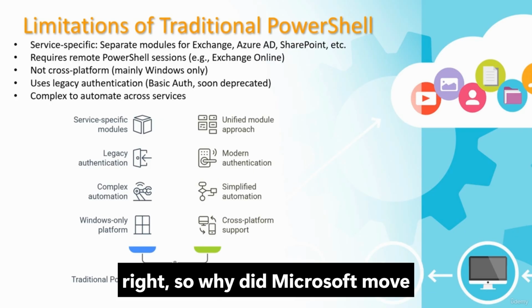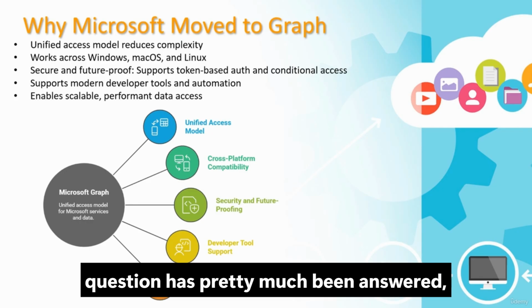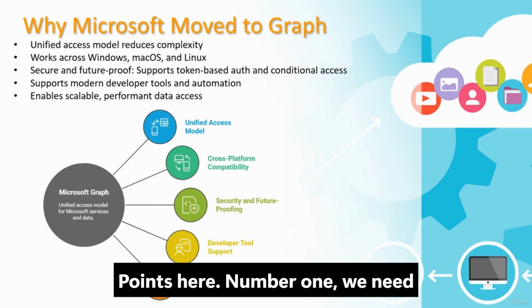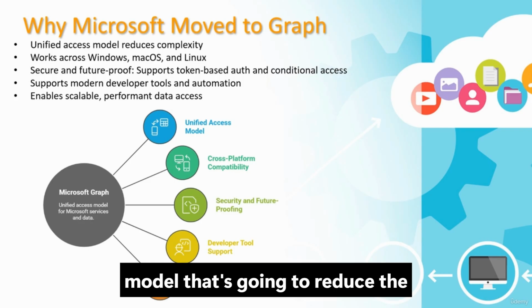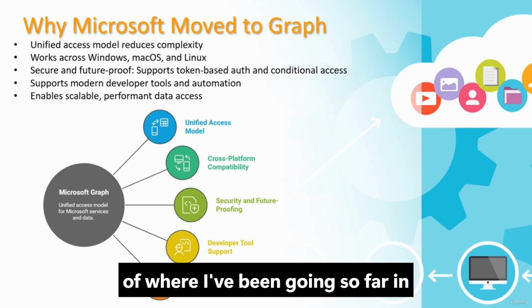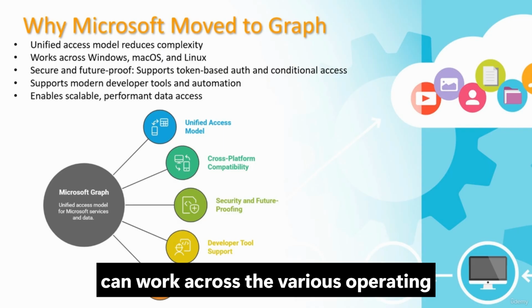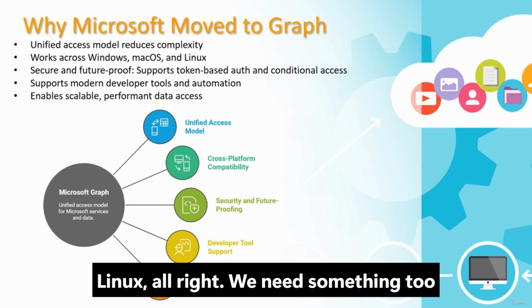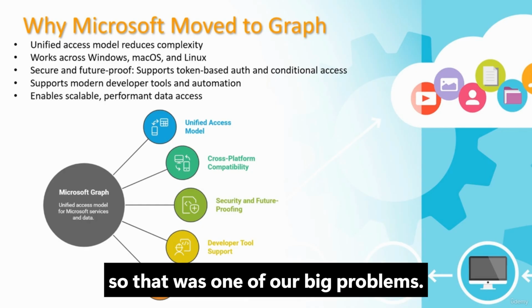And now we need something newer. So why did Microsoft move to Graph? Well, I think that question has pretty much been answered, but let's go over the key points here. Number one, we need unification. We need a unified access model that's going to reduce the complexity of everything. And that's kind of where I've been going so far in this video. We need something to unify everything. We need something that can work across the various operating systems, including Windows, macOS, and Linux. We need something too that's secure but also future-proof. That was one of our big problems.